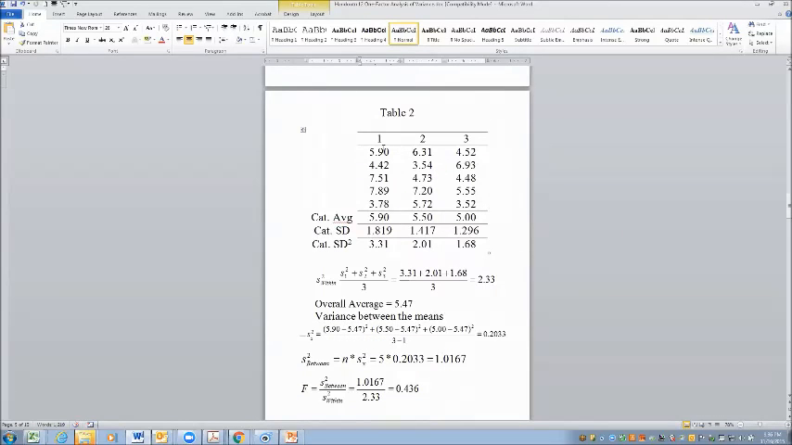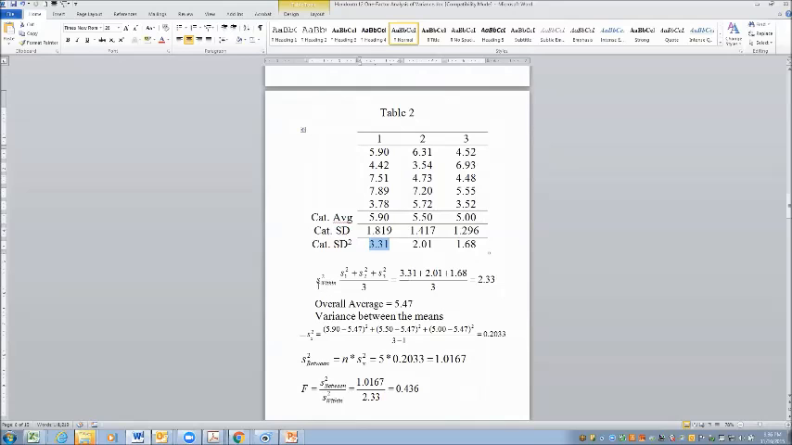We have our data organized into columns here. Each one of those columns will have its own average and its own standard deviation. Remember that standard deviation squared is the variance, so each column has its own average and its own variance.